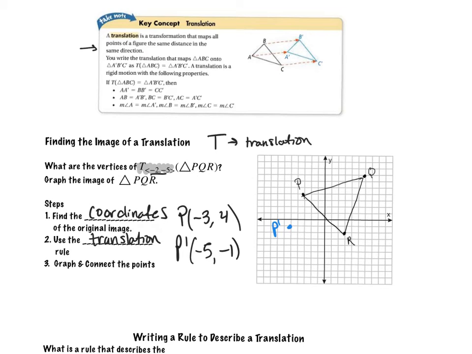You could also just count. If I look at P, I go back 1, 2, and down 1, 2, 3, 4, 5. I could get P prime. Same thing here, 1, 2, 1, 2, 3, 4, 5, and have Q prime, and so on. So that would be how I find my translations.